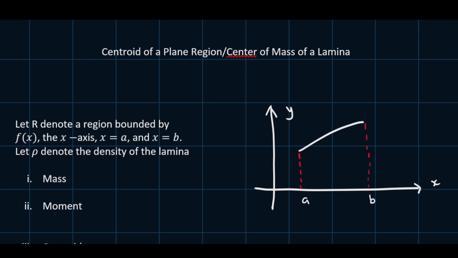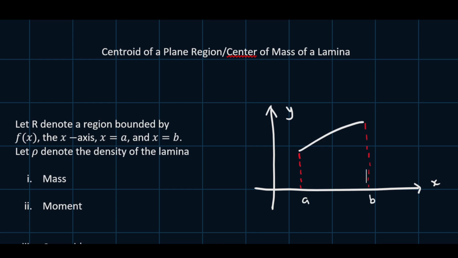Okay? So, suppose we have a region R bounded by f of x, the x-axis, x equals a, and x equals b, and the density of the lamina is denoted as rho. So, you can see an illustration sa right. Ganyan yung hahanapan natin ng centroid or yung center of mass.